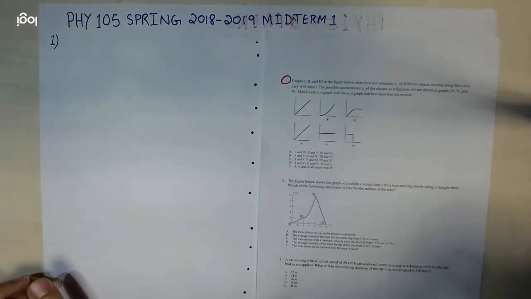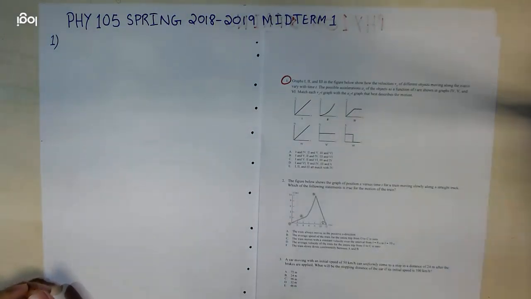Graphs 1, 2, 3 in the figure below show how the velocities of different objects moving along the x-axis vary with time t. The possible accelerations a_x of the object as a function of t are shown in graphs 4, 5 and 6. Match the v(t) with the a(t) that best describes the motion.